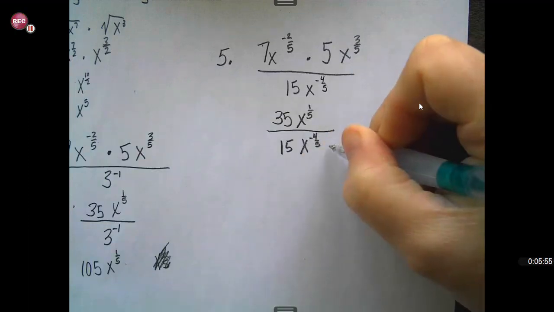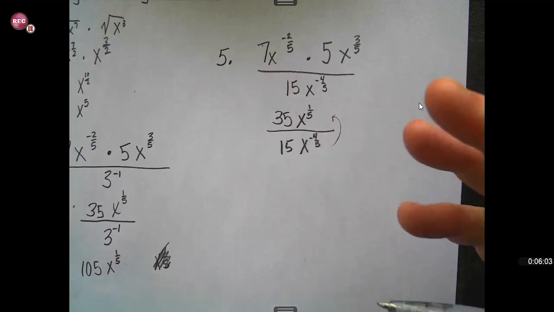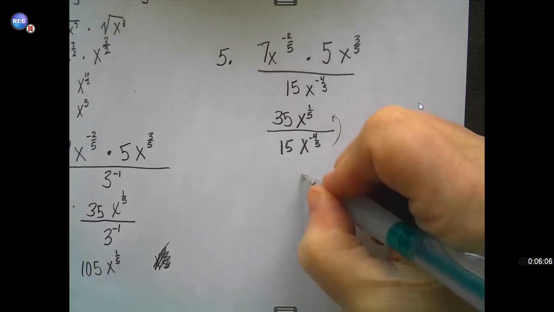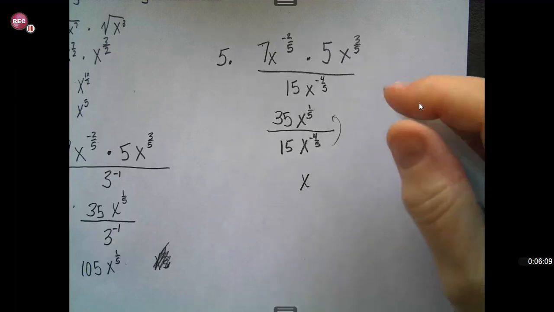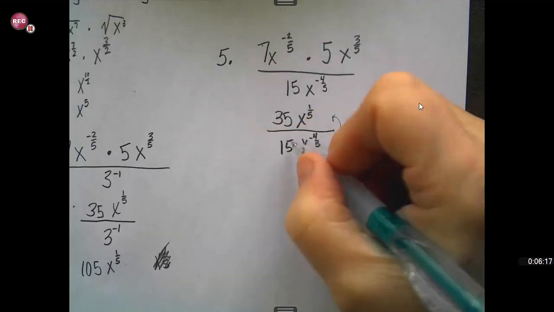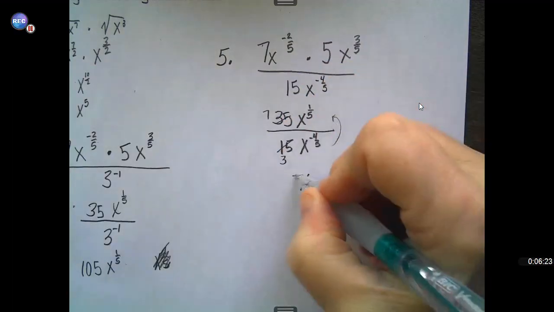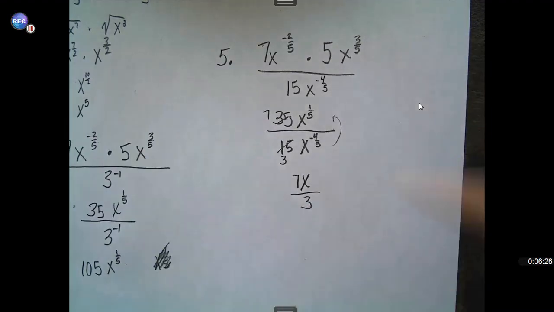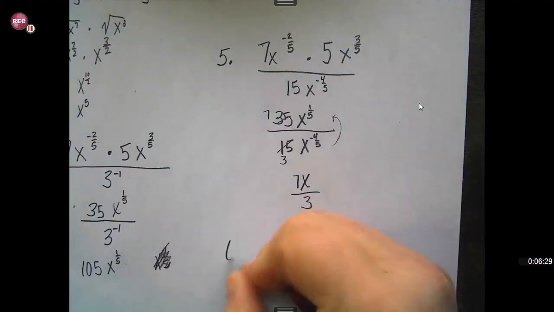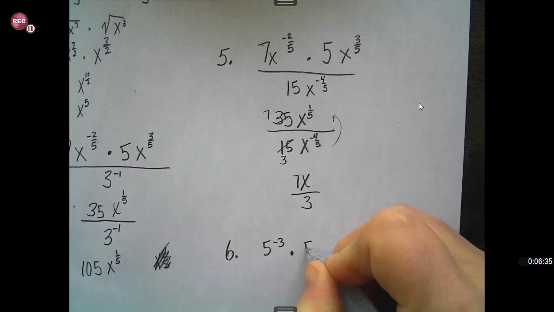And what I'm going to do is I'm going to move this up. And again, you can think of it, when I move it up, I'm going to add the exponents, or to get what I'm going to have in the numerator, I can subtract those exponents. Either way, I'm going to get x to the 5/5. And x to the 5/5 is the same as x to the 1. So there you are. And then I'm going to take the common factor of 5 out of both of these. So I'm going to have 7x over 3. That's my answer now. Number 6 is 5 to the negative 3 times 5 to the negative 2.